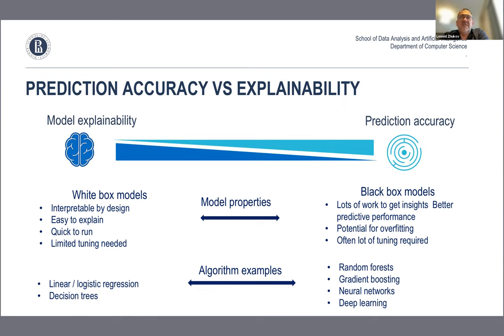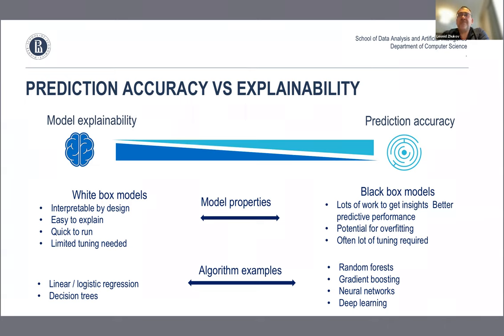There are also sometimes pretty formal regulations on the type of models you can use, for example, in healthcare or in financial industries. Towards understandable white box models, you can think about linear and logistic regression and decision trees. These are really easy to explain. Then there are models like random forest, where you have multiple trees, neural networks, and deep learning. Those are not easy to understand in terms of why they make particular decisions, so when we use them, they're usually black box models.